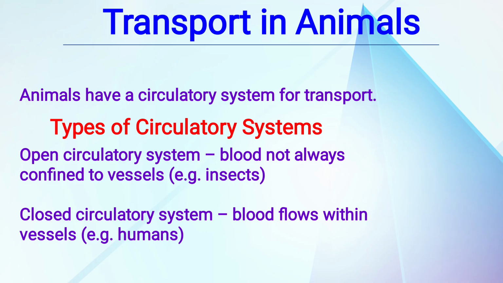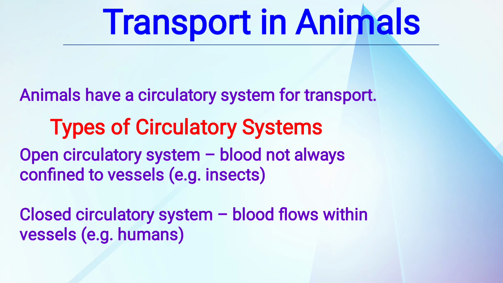And then number two is the closed circulatory system. In a closed circulatory system, blood flows within vessels. Examples of animals that possess a closed circulatory system: we have humans, and most mammals also possess a closed circulatory system. Exactly, humans have a closed circulatory system.